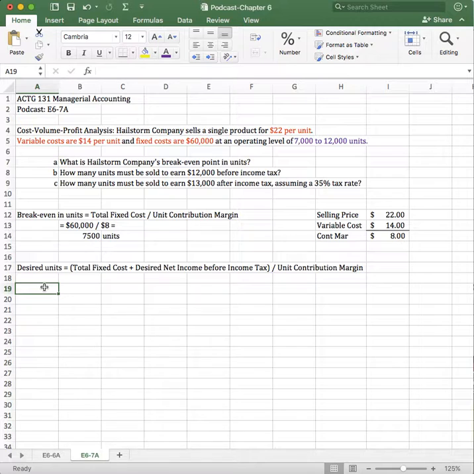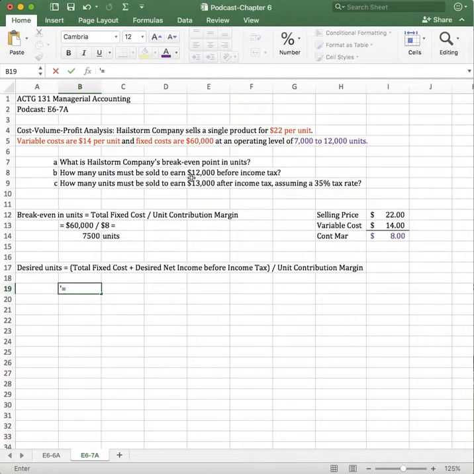Now this B, as in boy, asks that we calculate the desired units. And this is similar to 6-6A. So if you've already watched that podcast, you'll see some familiarity. Total fixed cost plus the desired net income before income tax divided by the unit contribution margin. So again, this is the unit contribution margin right there. We calculated it. So let's see what we get. Let's put in the equation.